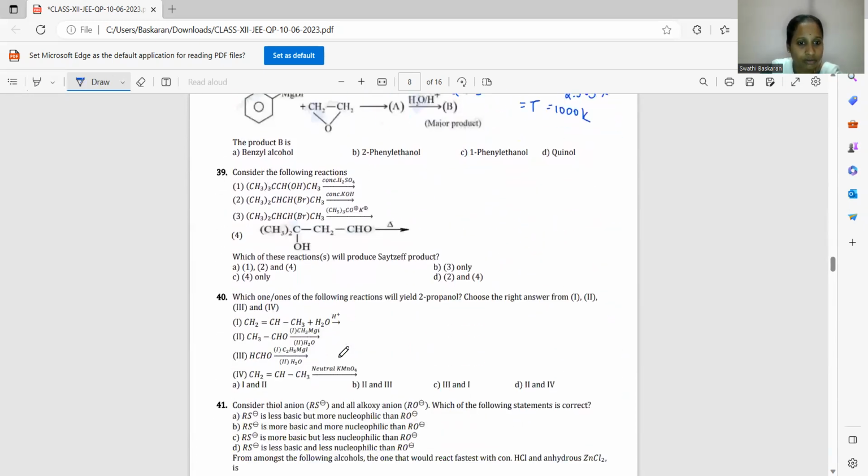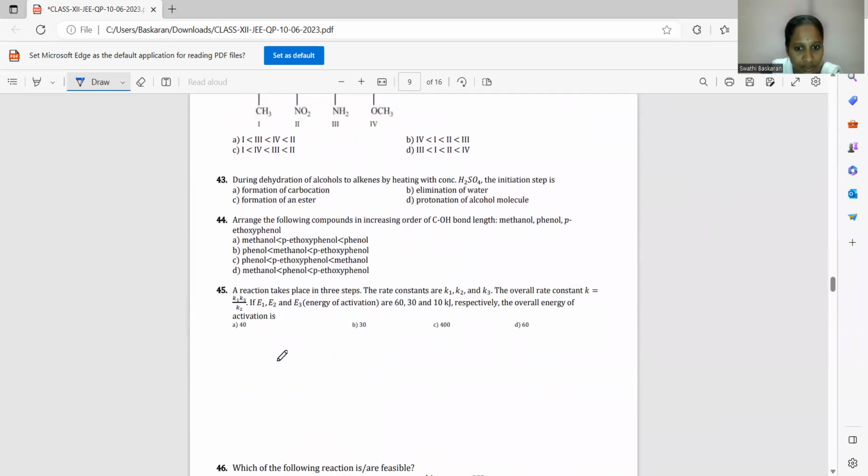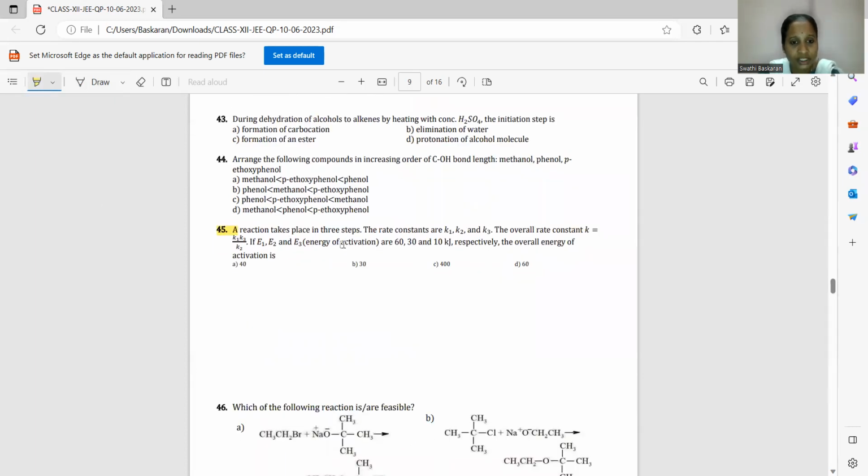Okay. Now we will check for other chemical kinetic questions. Yes, here we have the 45th question. So what is the 45th question, students? See, a reaction takes place in 3 steps. The rate constants are K1, K2 and K3. The overall rate constant K is equal to K1 K3 by K2. If E1, E2, E3 correspond to the activation energies of the 3 steps respectively, what is the overall energy of activation?